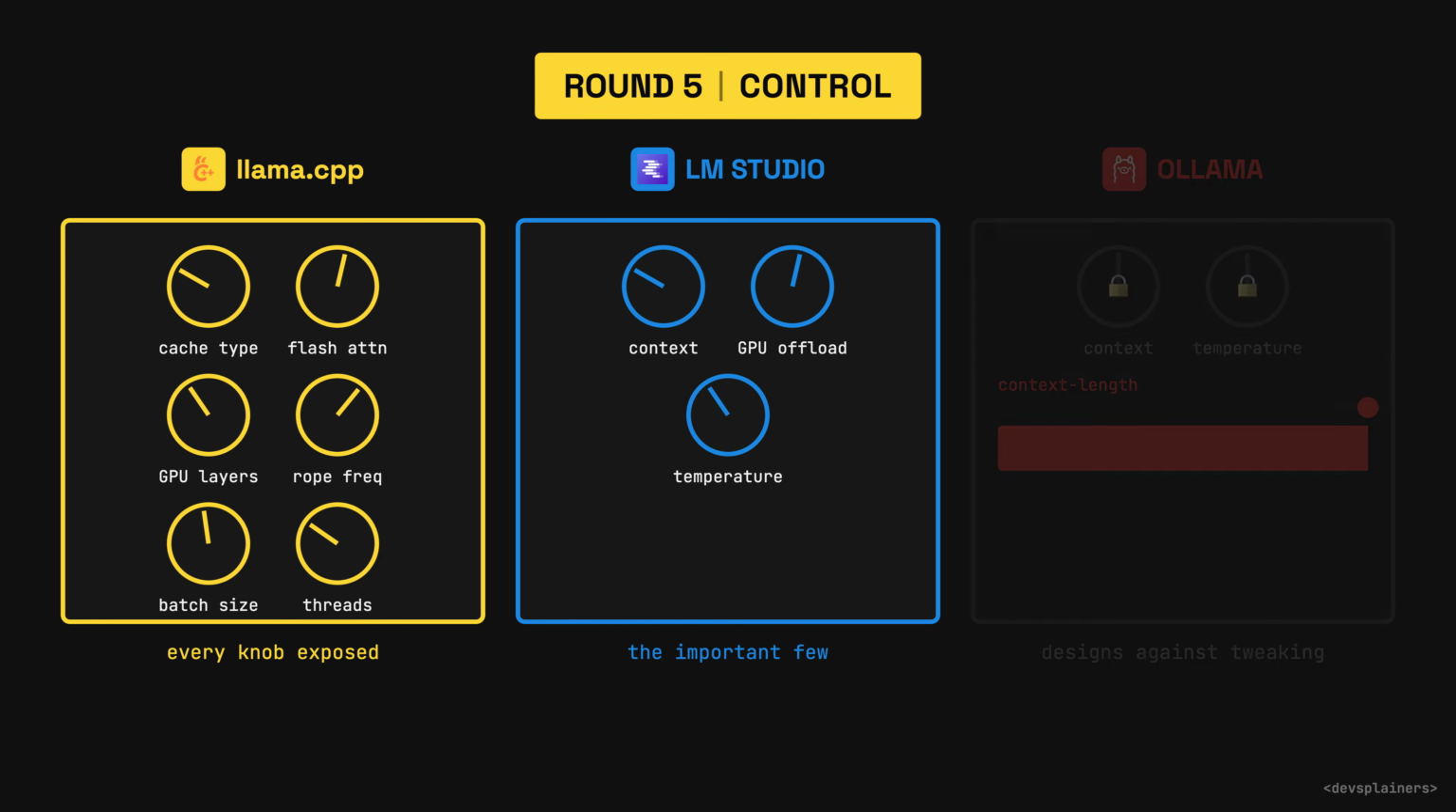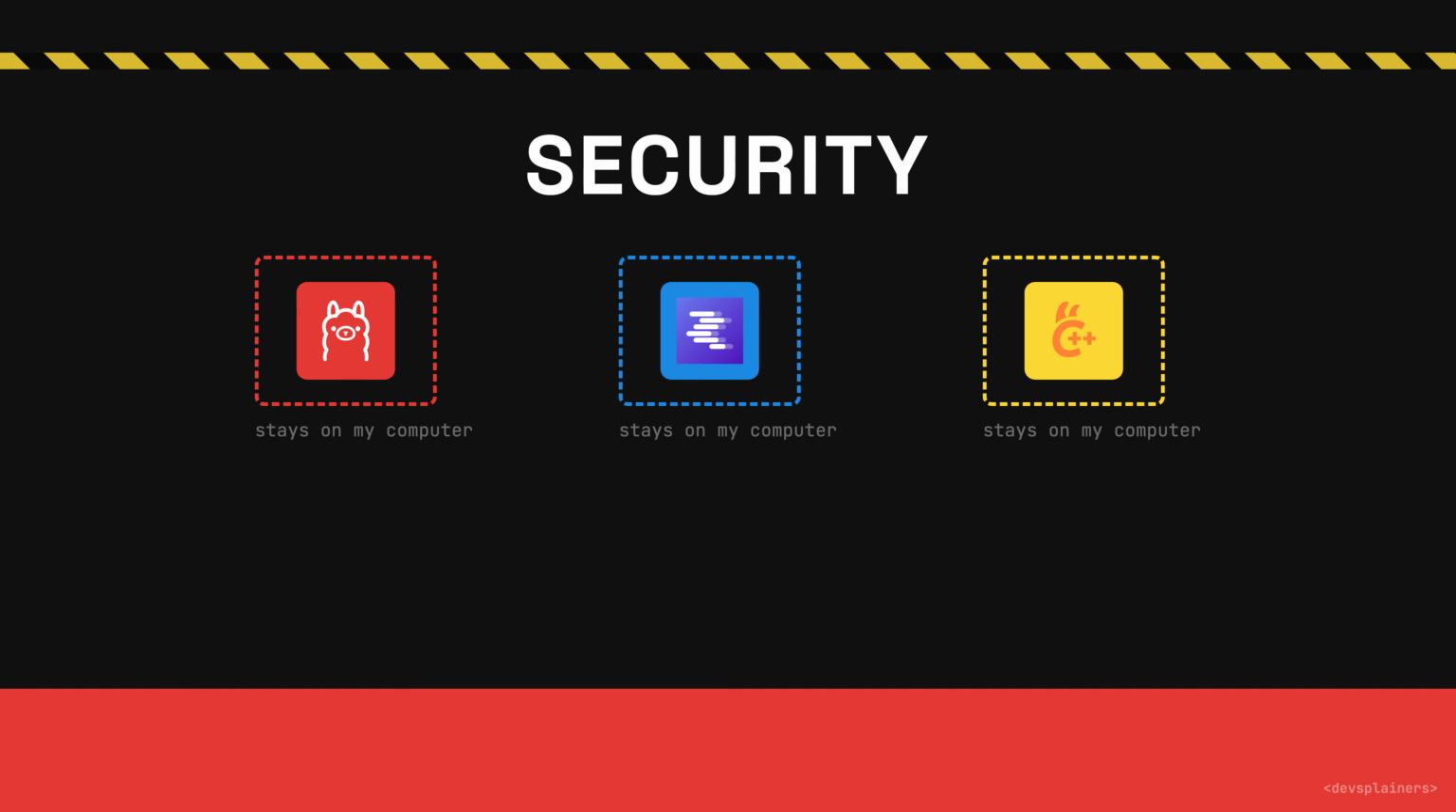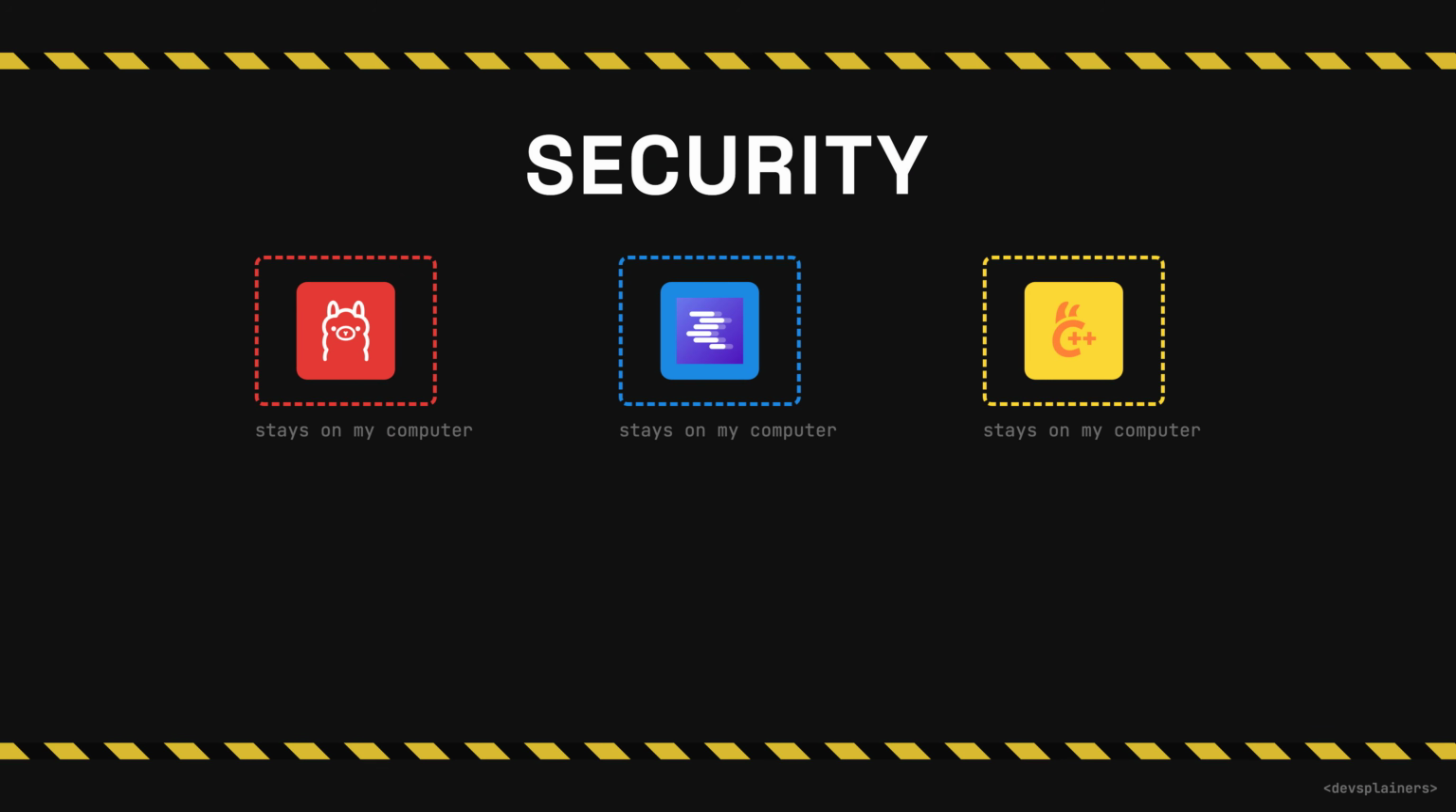Control. llama.cpp exposes every knob. Cache type, flash attention, how many layers go on the GPU, all of it. LM Studio surfaces the important ones in a clean GUI. Ollama exposes the fewest, and it kind of designs against tweaking. Its old default context length silently chopped long conversations in half, and developers have been grumbling about it for 2 years.